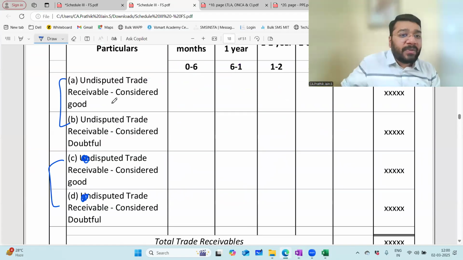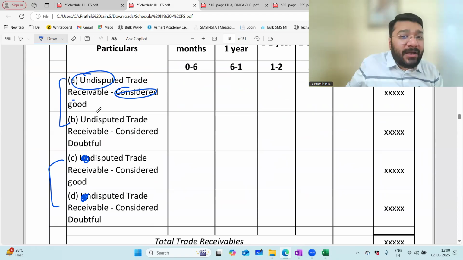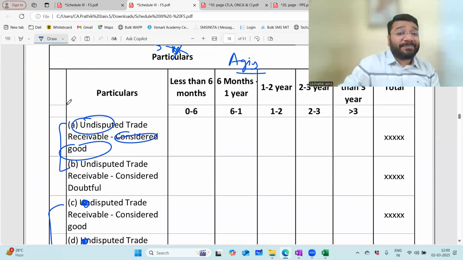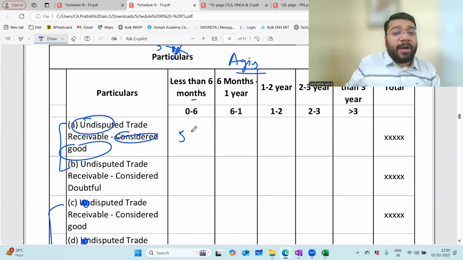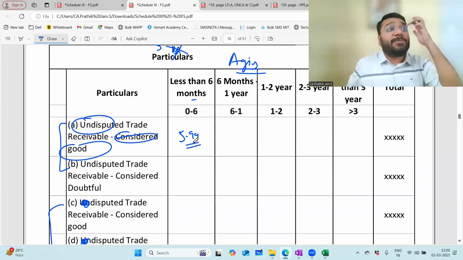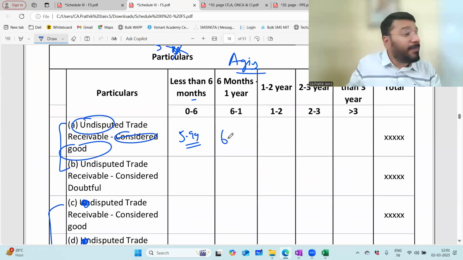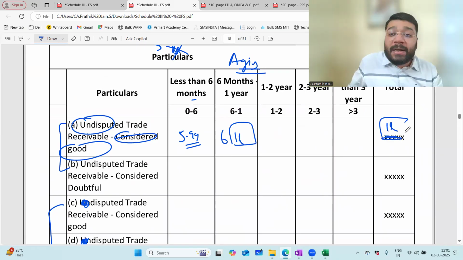So where will I show it? Undisputed, considered good. But under which category? 0 to 6 months means less than 6 months, that is 5.99 months. But here it is outstanding for 6 months. So the moment it has 6 months, it comes here. So 1 lakh will be shown here, in the outer column. So 1 lakh is receivable.